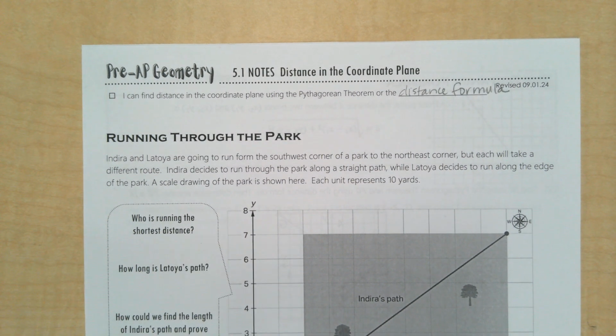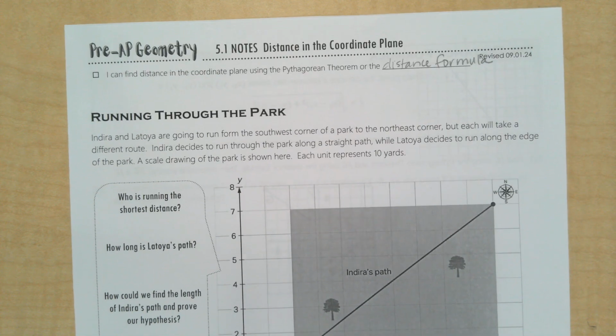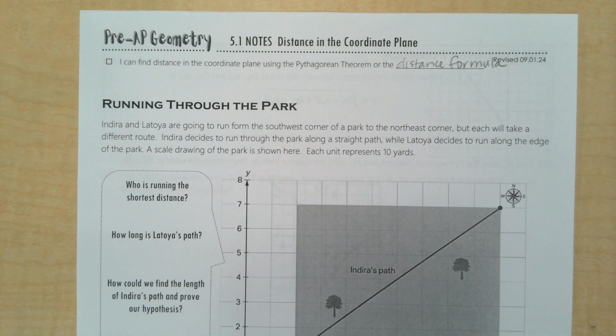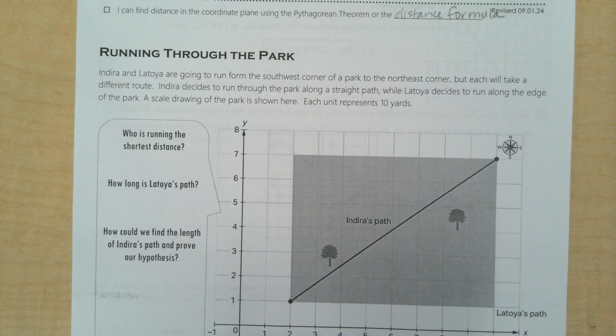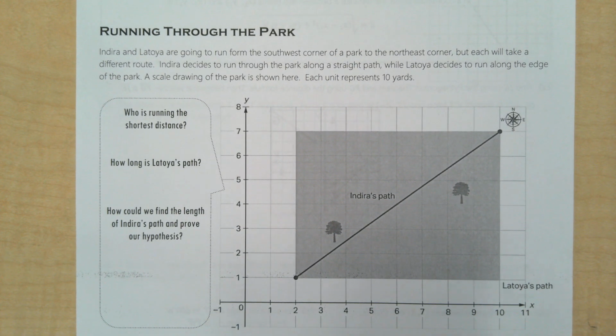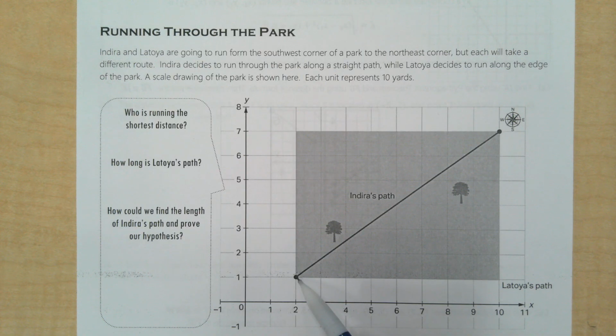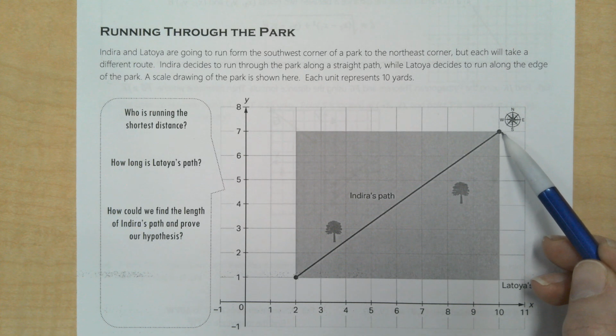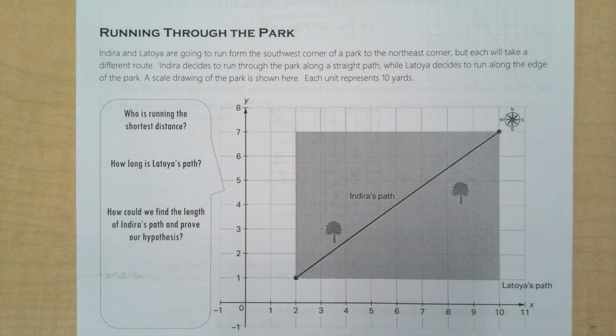Okay, so we've got this scenario here, and it says that Indira and Latoya are going to run from the southwest corner of a park to the northeast corner. First of all, do we know our directions? Okay, so southwest is here, northeast here, okay? But they'll both take a different route.